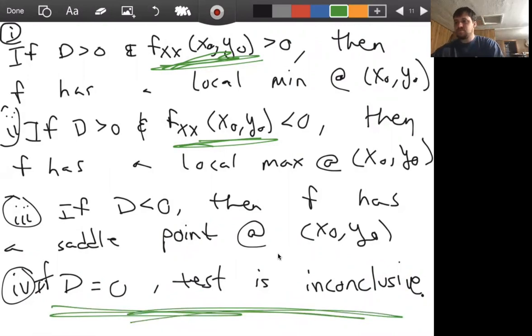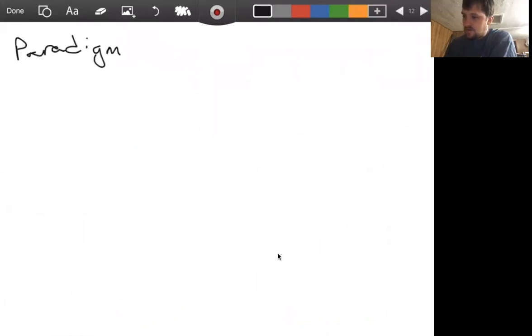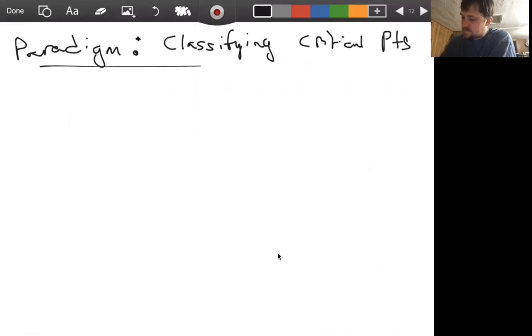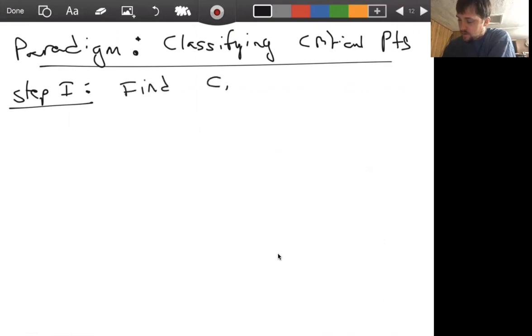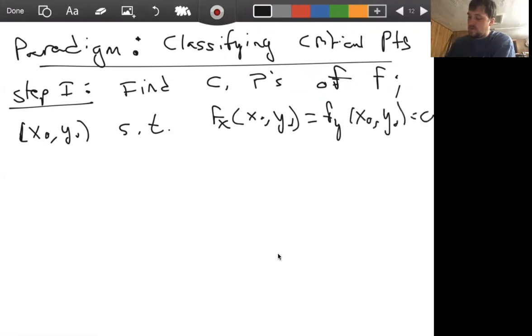So what we can do here then is there's a pretty nice paradigm for classifying critical points. Step 1 is to find critical points. Find critical points of f, right? These are points x naught, y naught, such that f sub x at x naught, y naught and f sub y at x naught, y naught are both 0 or undefined, right?